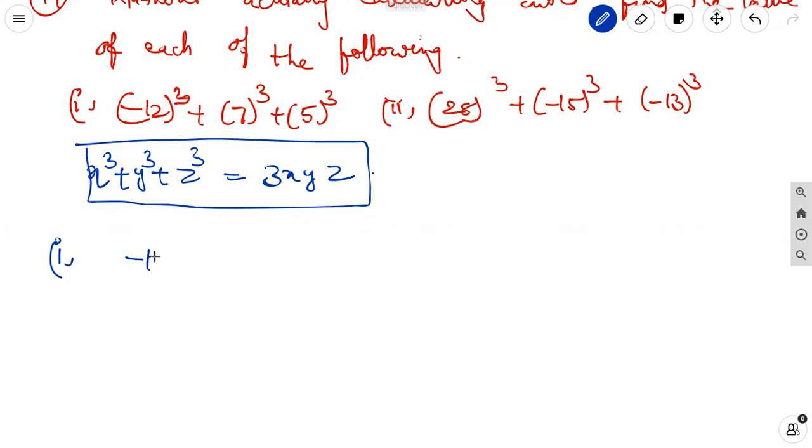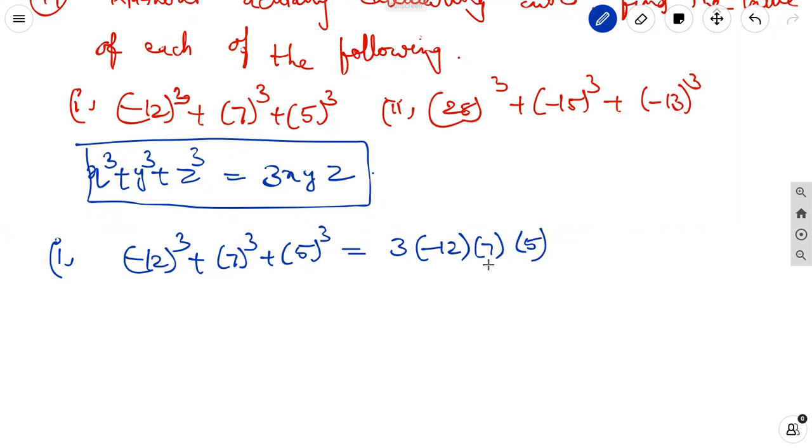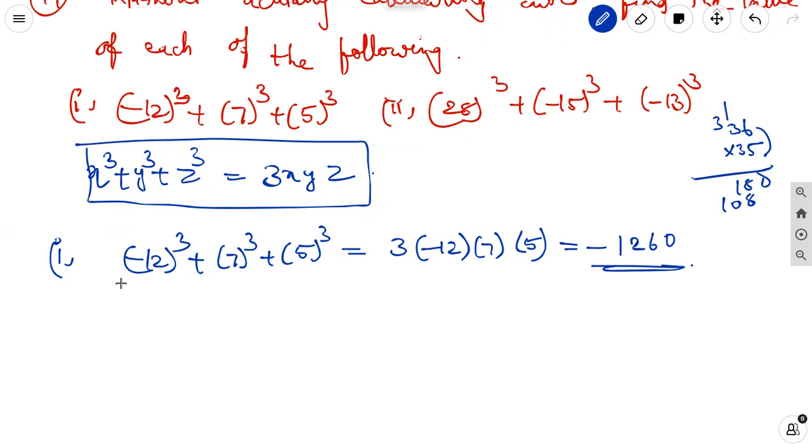The first one is (minus 12) whole cube plus 7 cube plus 5 cube. It is equal to 3 into minus 12 into 7 into 5. 12 3s are 36, 7 5s are 35. You multiply it out, it is equal to minus 1260, which is the sum of the cubes of minus 12, 7, 5.